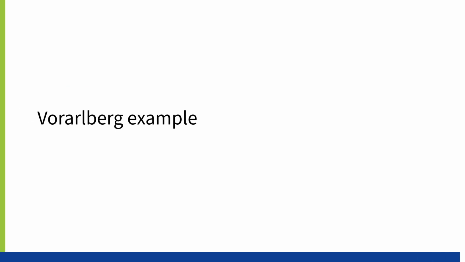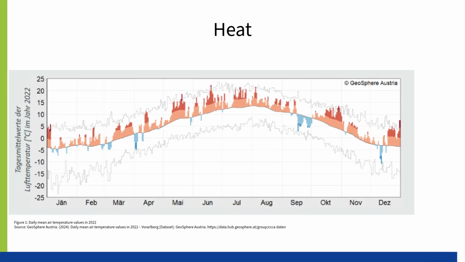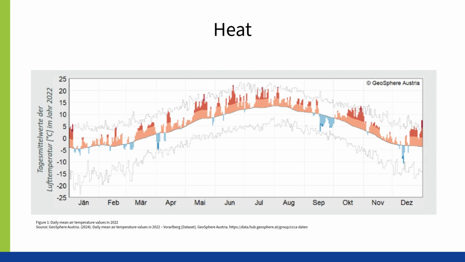So now we will have a closer look at the conducted RVA in Vorarlberg in Western Austria. Compared to the reference period, which is 1961 to 1990, all months from January to August had positive temperature and sunshine deviations recorded.